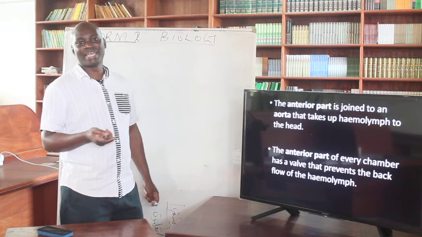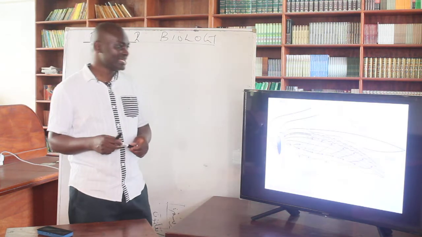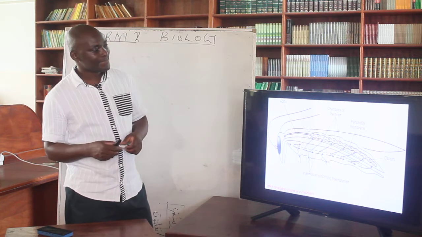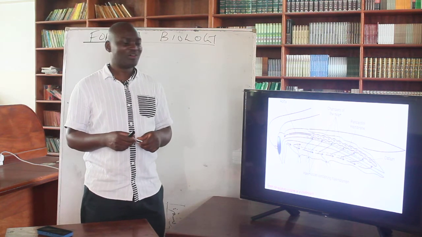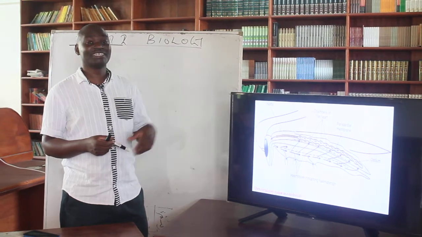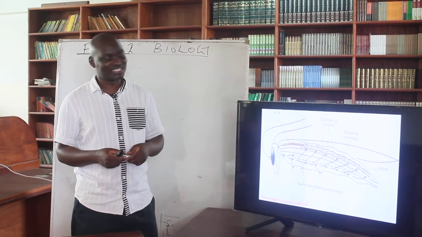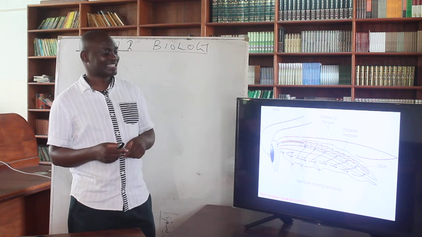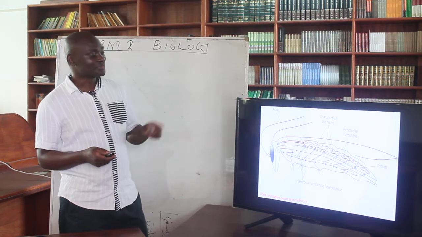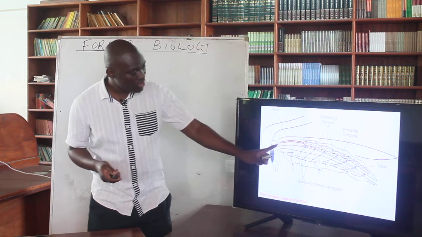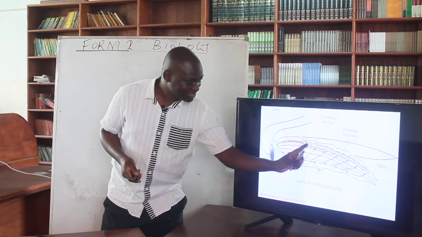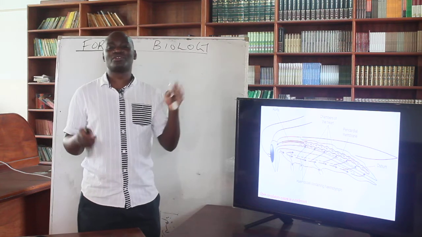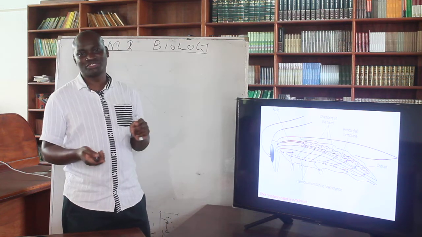So, the heart of an insect, as you can see, is found on the dorsal part of an insect. That is the part that you can call the back of an insect. It has 13 chambers, and you can see the direction of the flow of the hemolymph. And these openings, we call them ostia, where we are talking of several of them, but one is ostium.